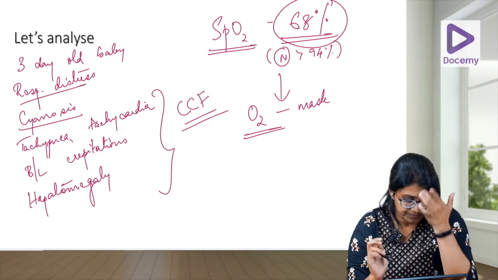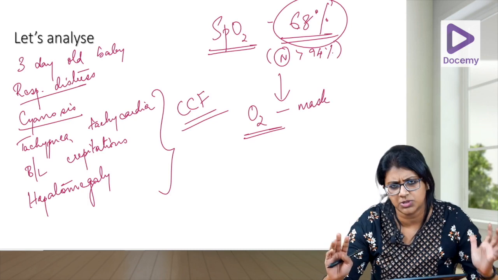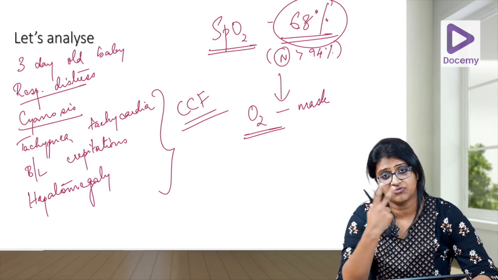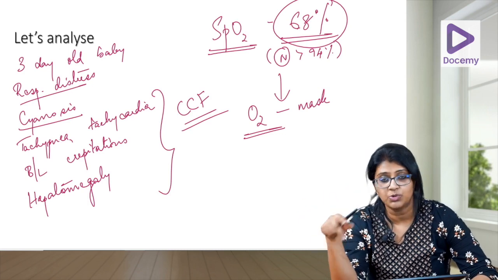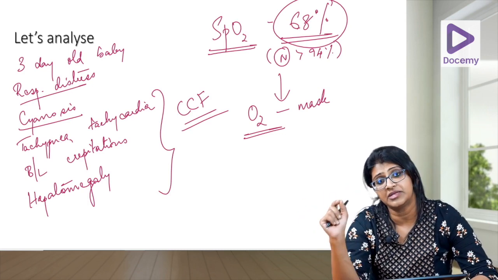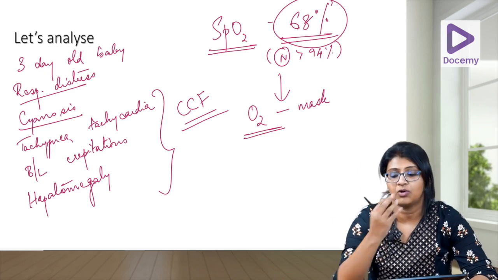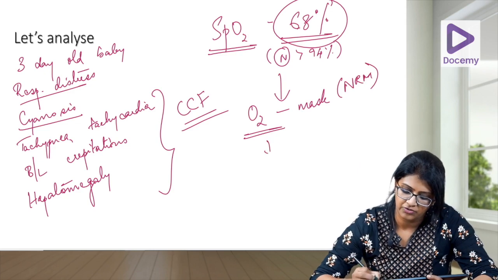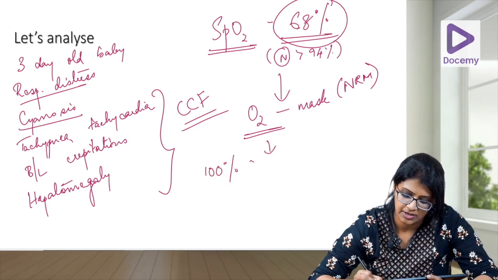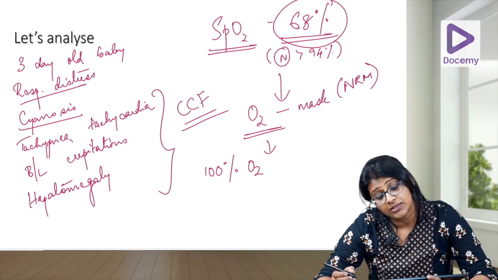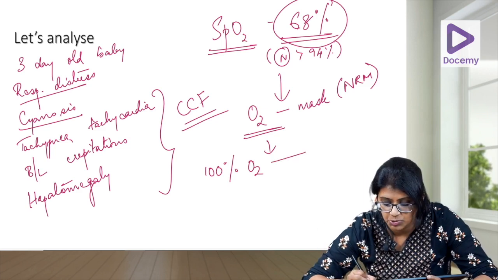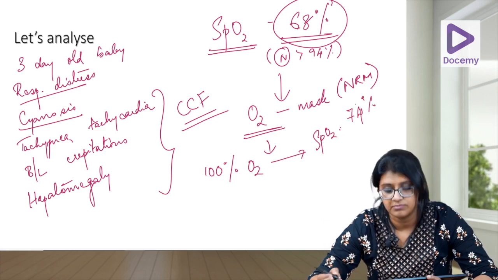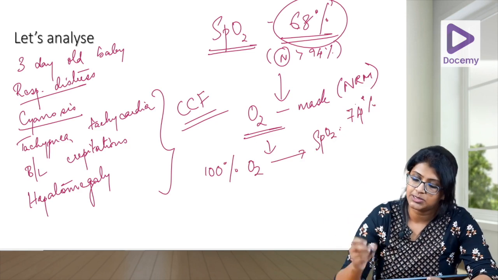Now, you decide to give this child 100% oxygen. Suppose you have a blender and a really good system to fit it. But otherwise, the easiest thing to do is attach something called a non-rebreathing mask, and you give this child 100% oxygen. You now look for improvement in saturation with 100% oxygen, and the maximum the saturation climbs to is 74%.